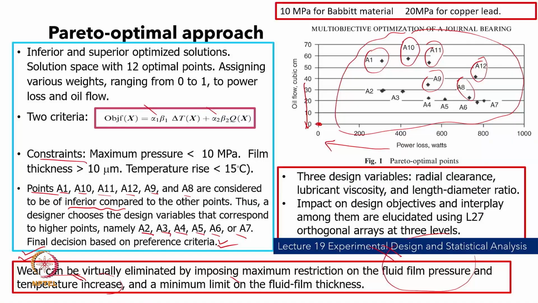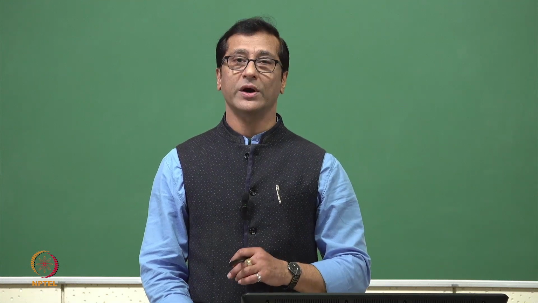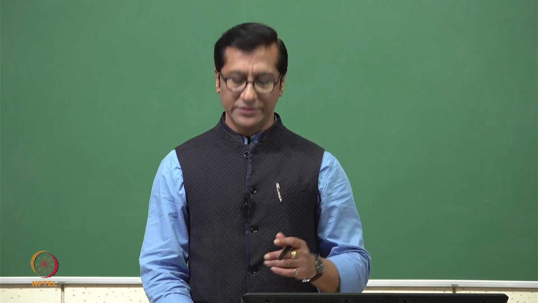Now here, we can consider a number of variables. For the simple case, we can consider radial clearance as one factor, lubricant viscosity as the second factor, and L by D ratio as the third factor, and then we also use the L27 orthogonal array when doing experiments, or at least analytical experiments. This detail will be shared in lecture 19. The topic of lecture 19 itself is experimental design and statistical analysis. So here a statistical analysis is really required, and that will be covered in lecture 19.